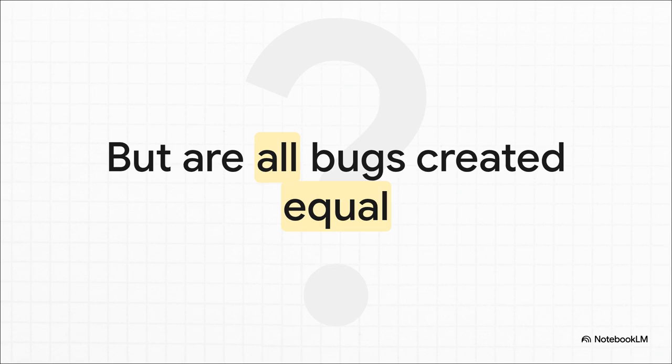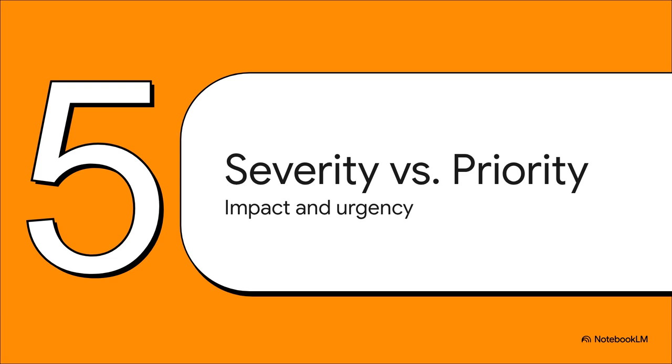Now this is probably the most important question in the whole process. So, you found 10 bugs. Which one do you fix first? Are they all equally bad? The answer is absolutely not. So to figure out what to do next, testers use this really powerful 2-part framework: severity and priority. And trust me, understanding the difference between these two is the key to managing the absolute chaos of fixing bugs.